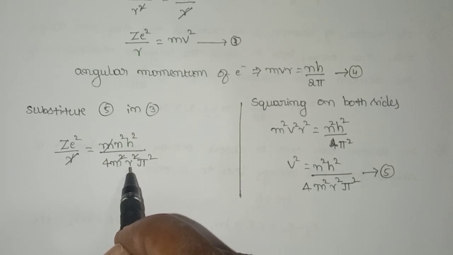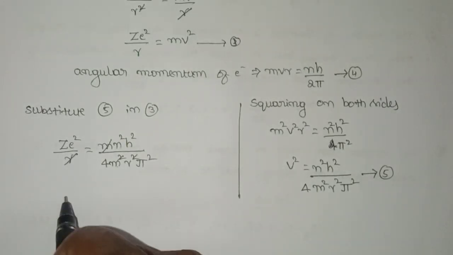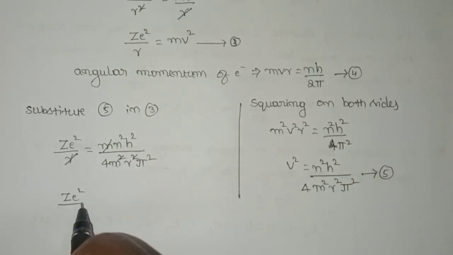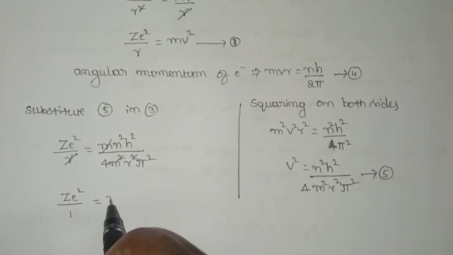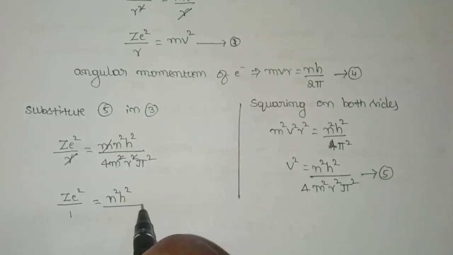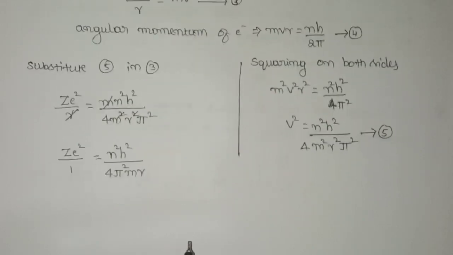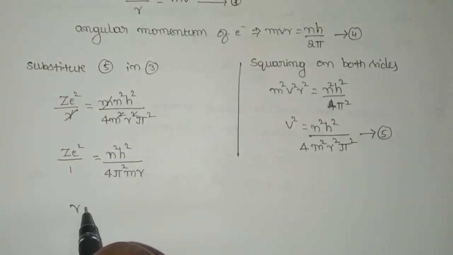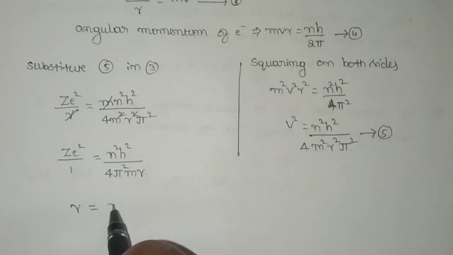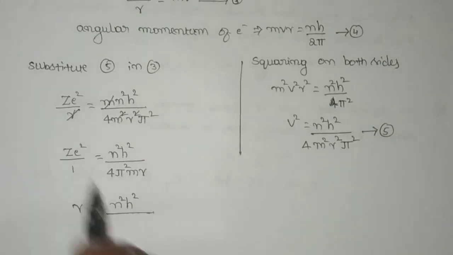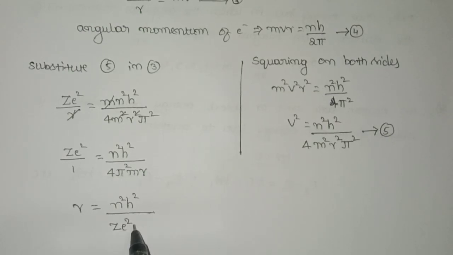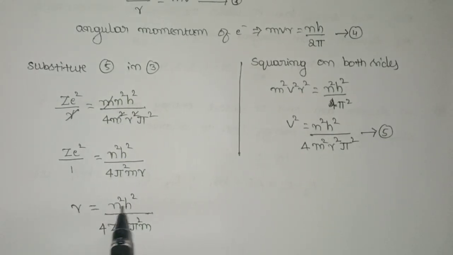We actually need the value of r, so we shall manipulate this equation. Ze square divided by 1 equals m n square h square whole divided by 4 pi square m r. These are the things that remain after cancelling the terms. Now we shall take r to the left hand side. So r equals n square h square whole divided by Ze square pi square m and 4. So the value of r will be n square h square by 4 Ze square pi square and m.